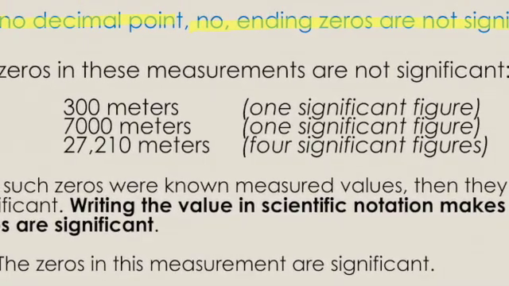Here we have 300 meters. Do you see a decimal point here? I don't see a decimal point here. So this is the only significant digit, so this number has 1 significant digit. Let's look at the next number, 7,000. Do you see a decimal point here? I don't see a decimal point here. So therefore, the only significant digit is this 7. So this number has 1 significant figure. And then this last one, 27,210 meters. Do you see a decimal point here? I don't see a decimal point there. So therefore, this number has 1, 2, 3, 4 significant digits. We cannot count that 5th one as significant because there is no decimal point.